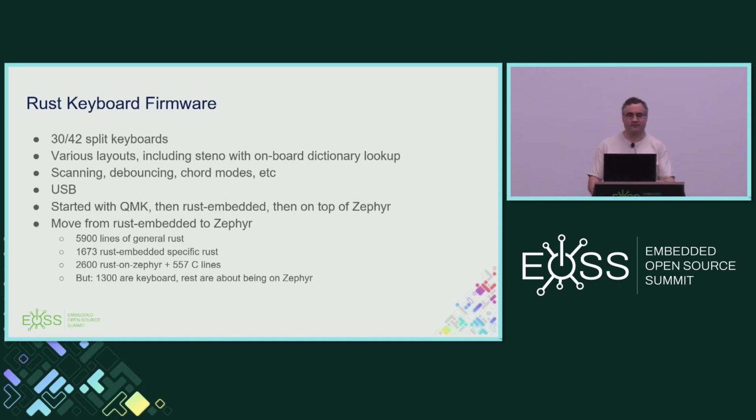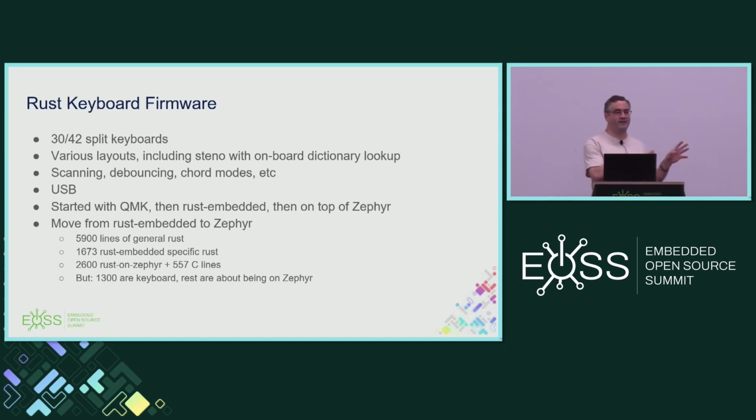It didn't take very long to get firmware running with QMK, but I wanted to do it in Rust. So I started writing my own code with Rust embedded, working with some of the people behind that. And it works. I started running into a lot of issues with the HAL support, and Rust embedded is kind of a mixed bag as far as how good it is. I'm like, you know, I also work on Zephyr. I did Rust on Zephyr. This might be a good combination. So I moved the keyboard firmware to be written in Rust, running on top of Zephyr.